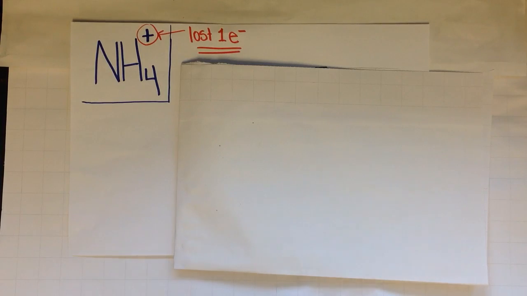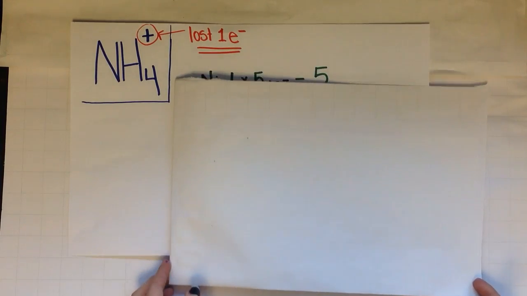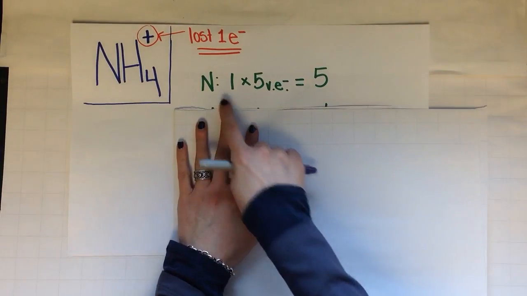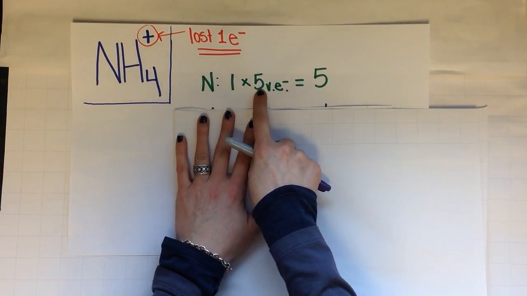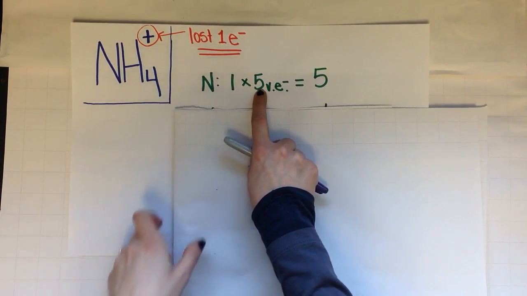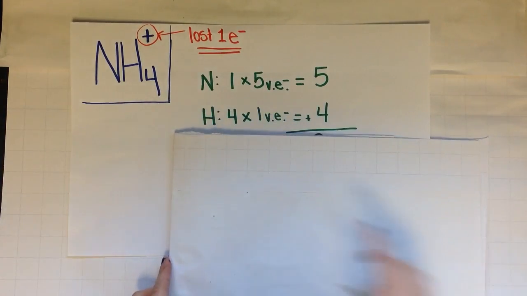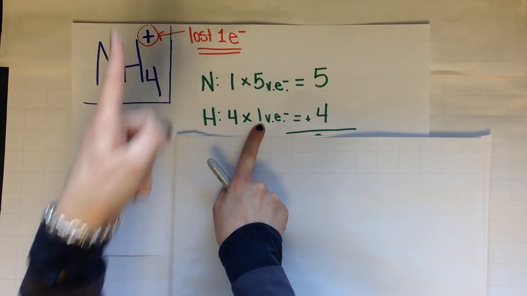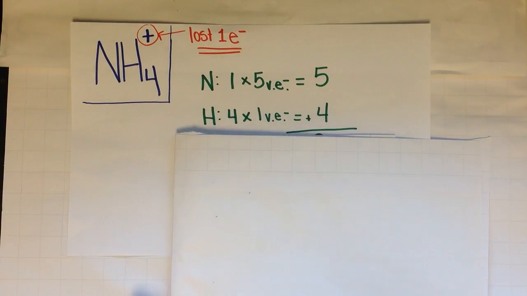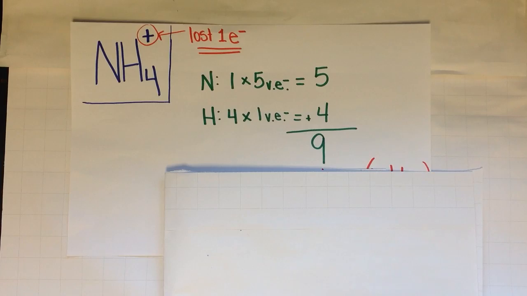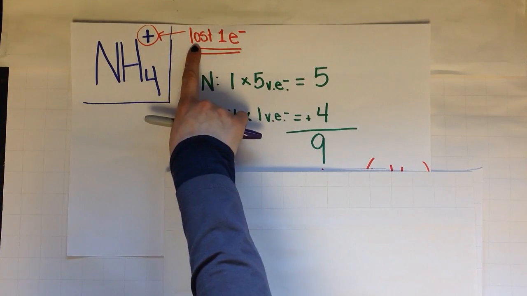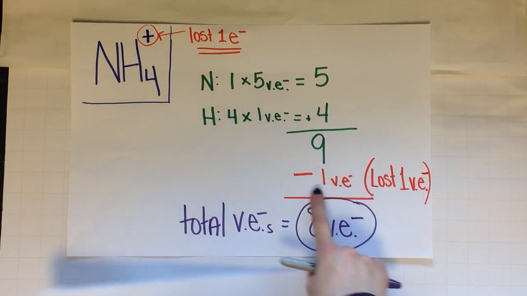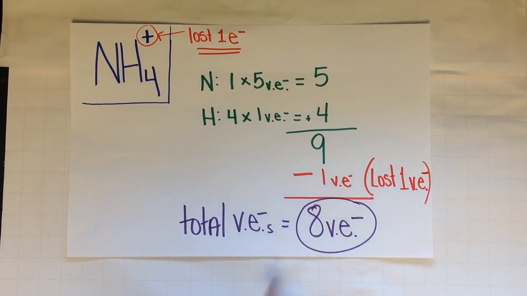So my first step is to calculate the total valence electrons. Remember, I've got 1 nitrogen, and each nitrogen has 5 valence electrons. It's in the 5th column, for a total of 5. And I have 4 hydrogen atoms, and each hydrogen has 1 valence electron because it's in the 1st column, for a total of 4. Add them together and I get 9 valence electrons. But don't forget, you lost 1. So I'm going to subtract 1 valence electron and I get a new total of 8 valence electrons.